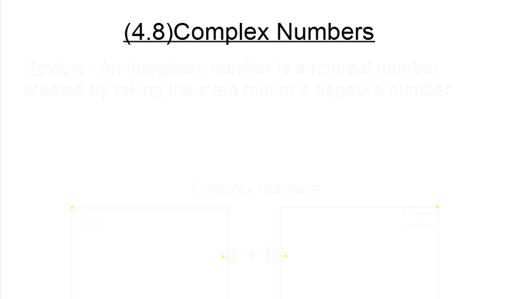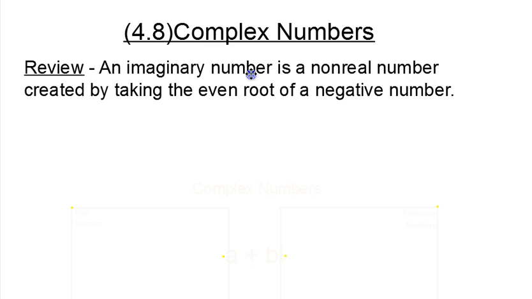As a review, let's talk about imaginary numbers. Remember that an imaginary number is just a non-real number created by taking the even root of a negative number. For example, the square root of negative 16 is an imaginary number. The reason is that we don't have a number that multiplies by itself in the real world that would ever equal a negative number, right? So in our real number system, it's impossible to get a negative inside the radical, right?